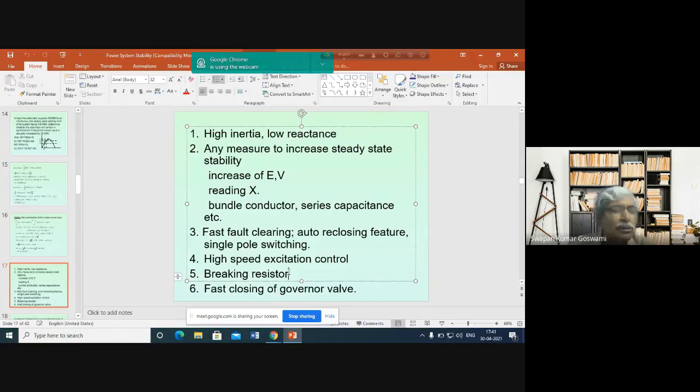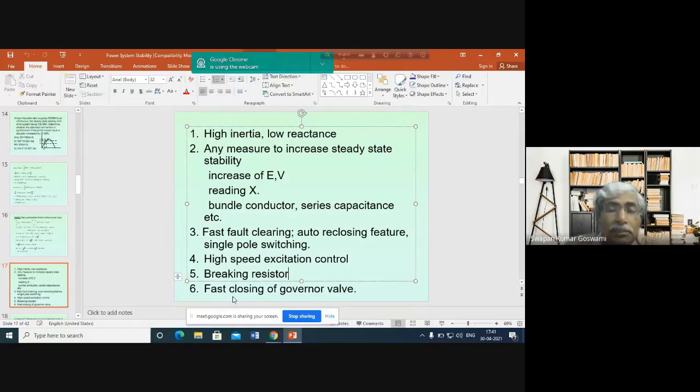So this resistor will draw power from the generator. Obviously, they will do no work. Only power will be lost in this resistor. But this loss of power through this resistor will help in reducing the speed of the generator, will help in putting a brake to the acceleration of the generator, and thus will help in maintaining the stability of the power system. That's why braking resistors are a good method for improving the transient stability.